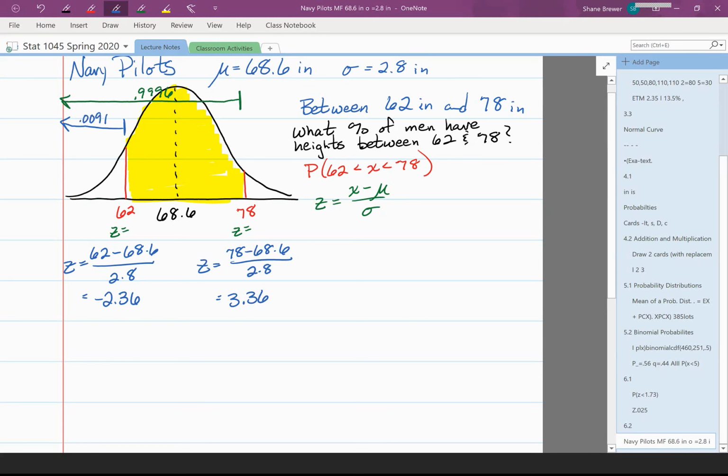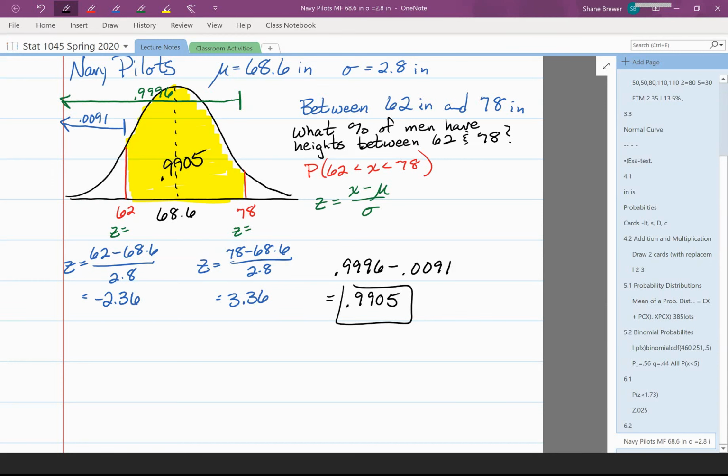And we subtract the green one from the blue one, right? The small area from the big area. And that will give us, I think, 0.9905. So that's the area in the middle, 0.9905. That's the percentage of men that will fit between 62 and 78. That's a pretty good percentage, right? So we don't have to worry that these restrictions are keeping us from recruiting a bunch of people, you're too short or you're too tall. No, 99% of people will fit into it.